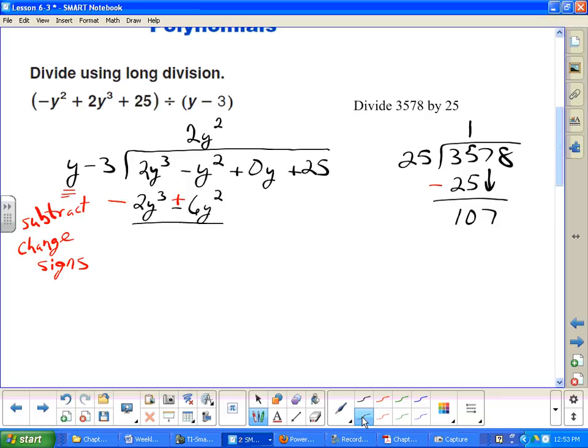So we get 2y cubed minus 2y cubed is 0. And if you don't get 0 from the first one here, if these aren't the same, then you made a mistake. You got to start over again. Okay? Negative y squared plus 6y squared is 5y squared.